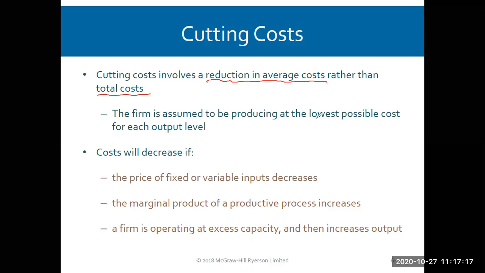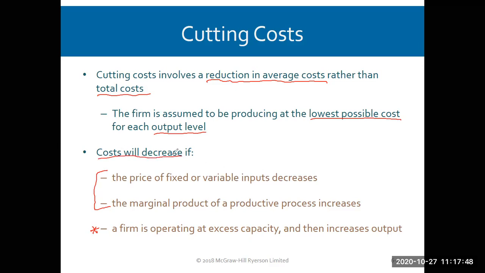Now, there's an assumption we always have in place, and we're always assuming the firm is producing at the lowest possible average cost for each output level anyway. So they're already on that average total cost curve. So we can look at two things. We'll look at this one on its own, but these first two, if the price of a fixed or variable input decreases, they're saying our costs will decrease.